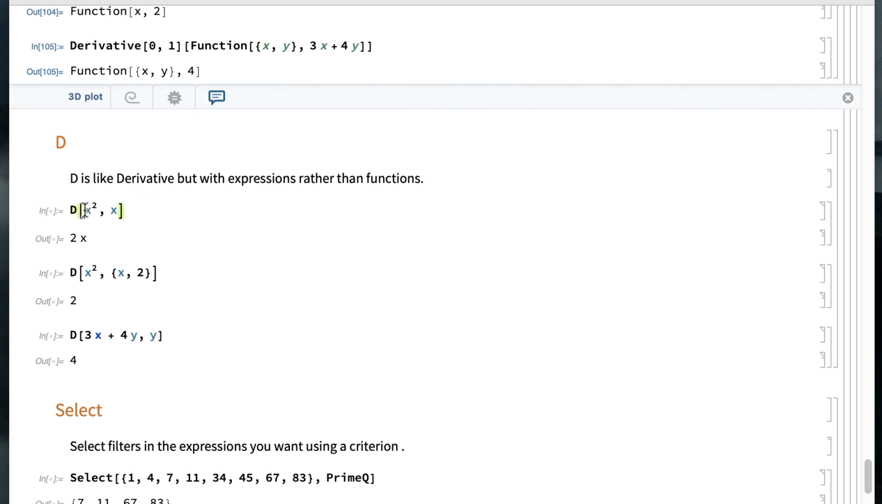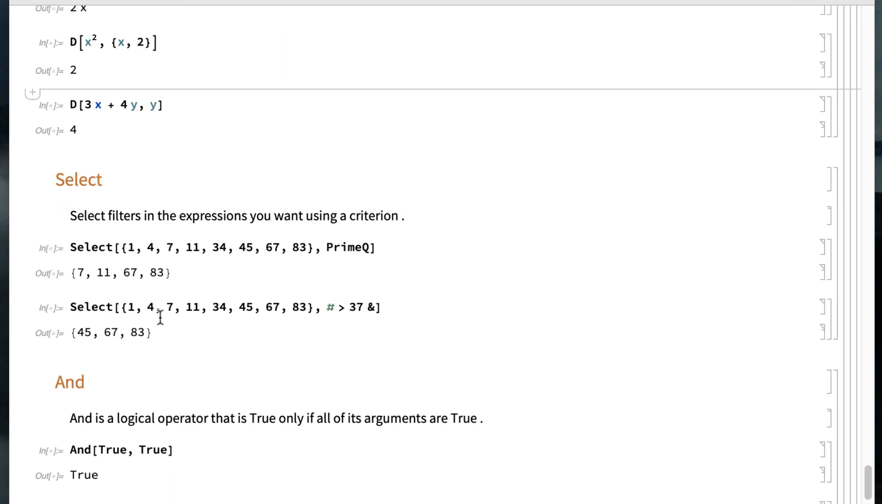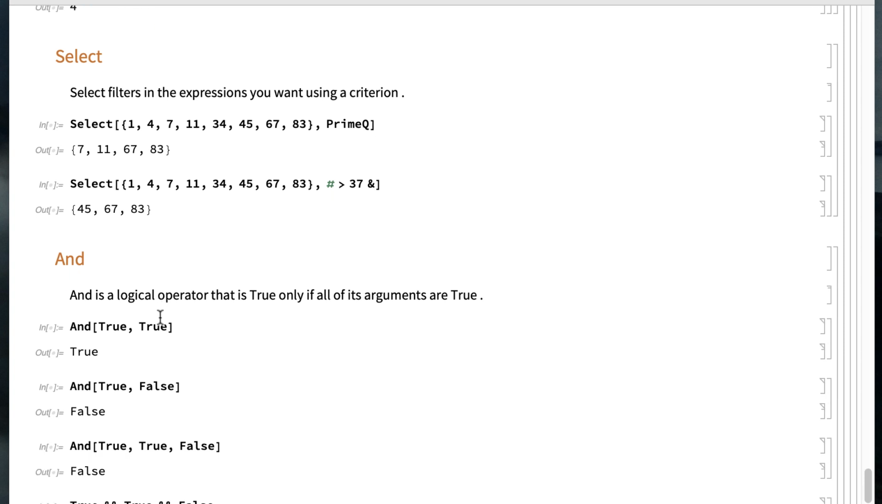D is like Derivative, but it's when you have an expression rather than a function. And so here I'm simply saying take the derivative of x squared with respect to x. That's 2x. This is saying take the second derivative. And this is saying, hey, this is a partial derivative. You've got an expression that has multiple variables, x and y in it, but take the derivative of it with respect to y. If you don't remember your calculus, don't worry, just know that Wolfram Language supports these various calculus operators. But I don't use it that much, so here you go.